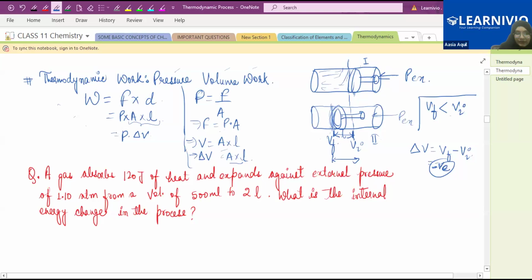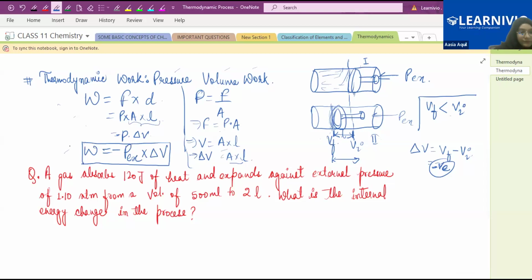So that's why work done, you can write down W is equals to minus of, what is P over here? P here is external, P external pressure. So you write external pressure multiplied by delta V. So that's the relationship between pressure, volume, and work. This is very important. Clear to everyone? Okay.